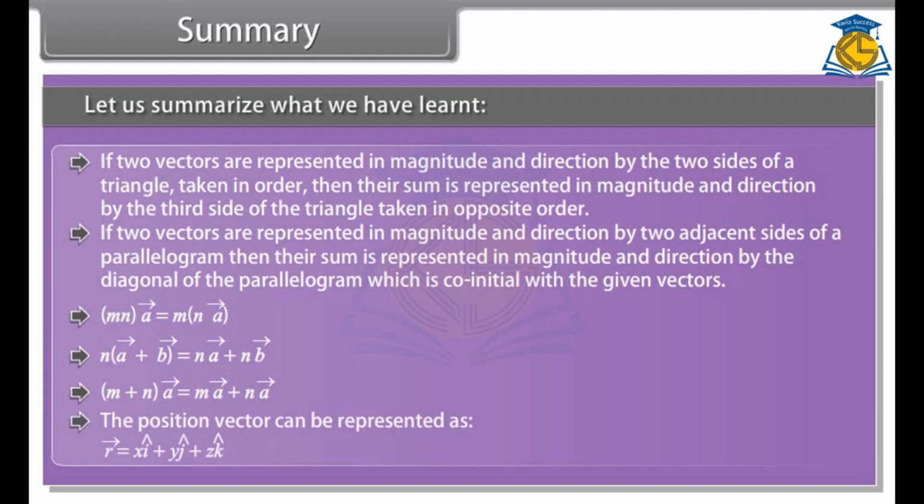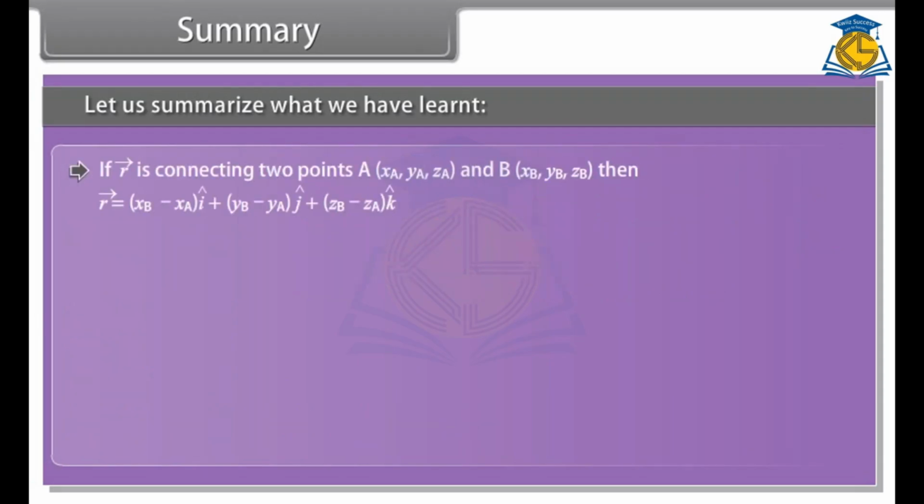The position vector can be represented as vector r equals x i plus y j plus z k. If vector r is connecting 2 points A(xa, ya, za) and B(xb, yb, zb), then vector r is equal to (xb minus xa) i plus (yb minus ya) j plus (zb minus za) k.